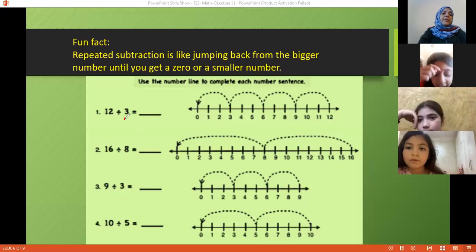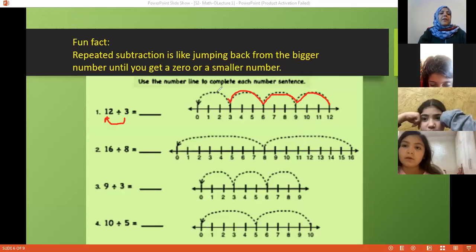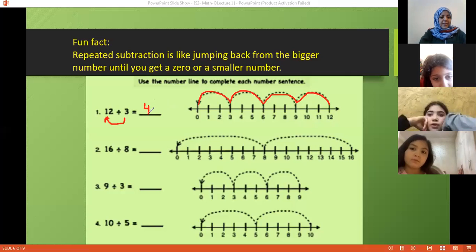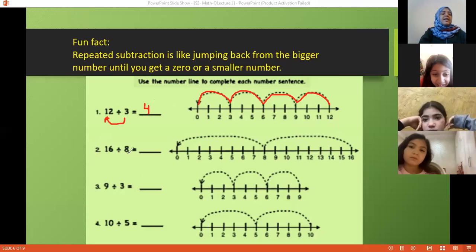So I'm going to subtract 3 from the 12. 12 minus 3 is 9. 9 minus 3 is 6. 6 minus 3 is 3. 3 minus 3 is 0. How many times did I jump? 4. So the answer is 4 times. Okay? Let us see the second one.